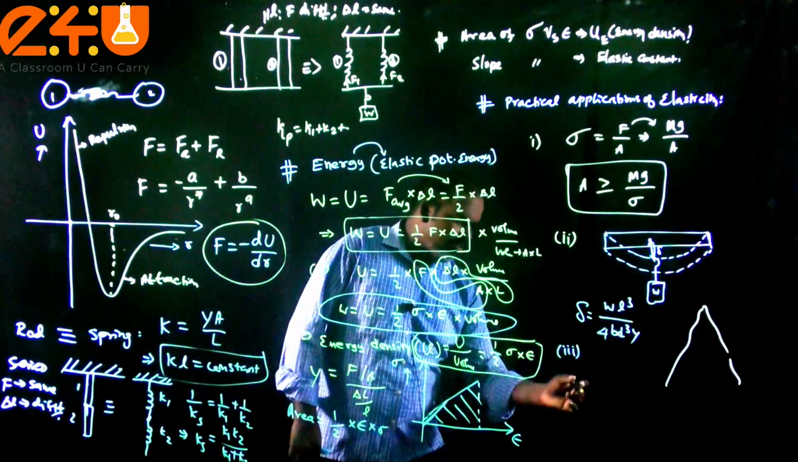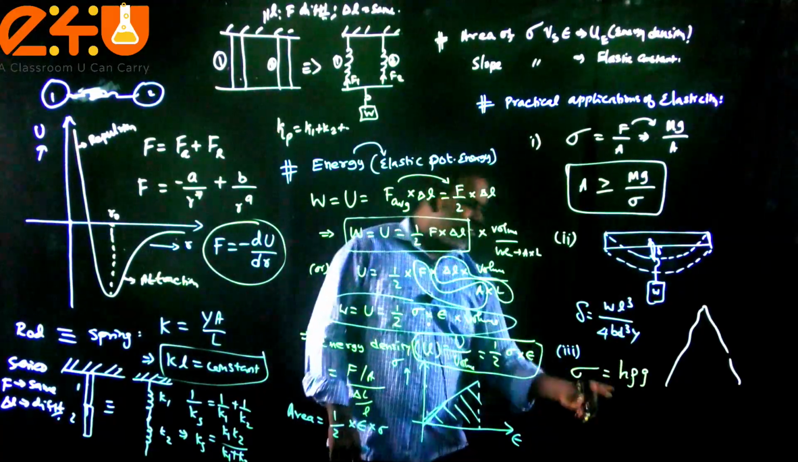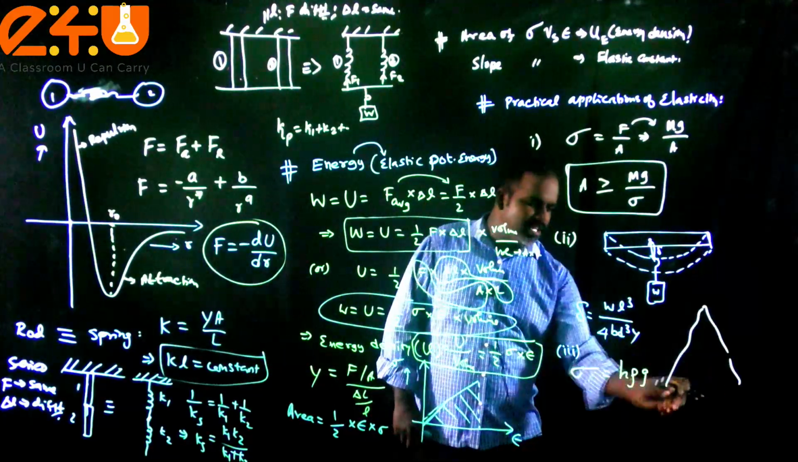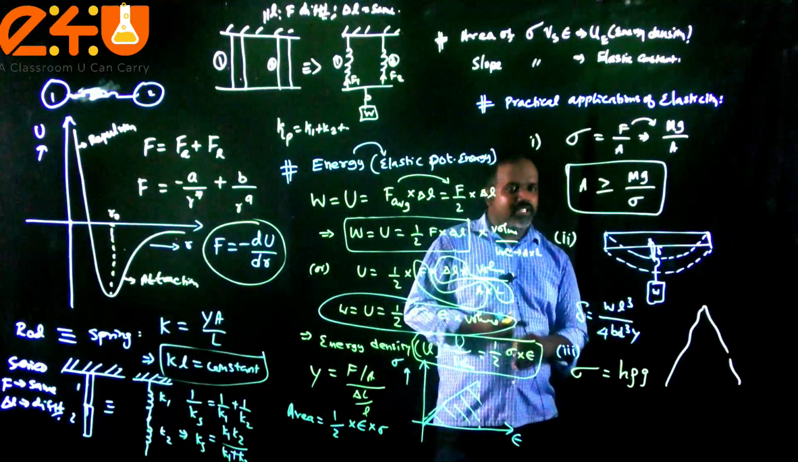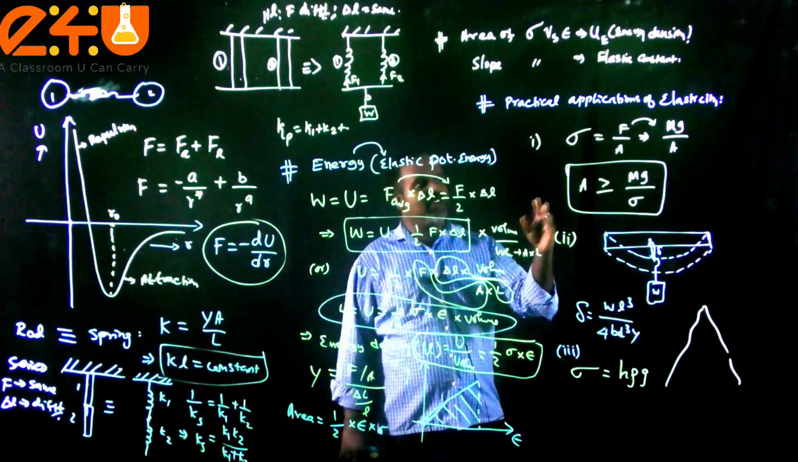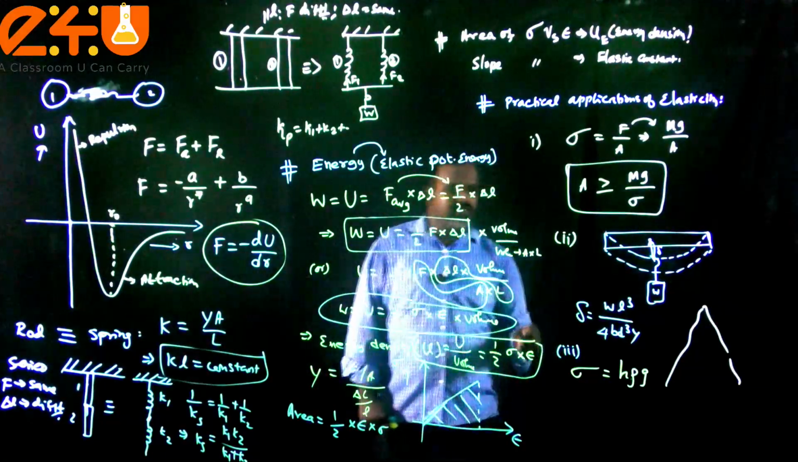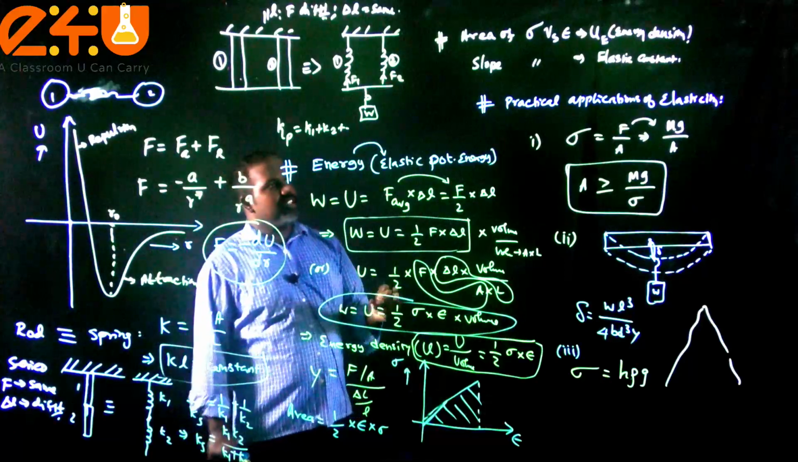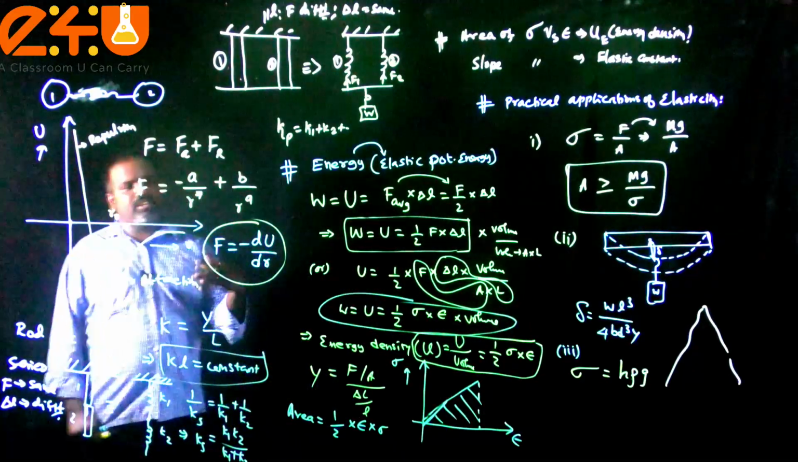That can be given by the shear stress sigma equal to h rho g, where h is the maximum height of the mountain, rho is the density of the material, and g is the acceleration due to gravity. These are the special things we discussed so far, to revise the theory and give you a better understanding of the concept. In the next lecture we can discuss the numerical part with different types.